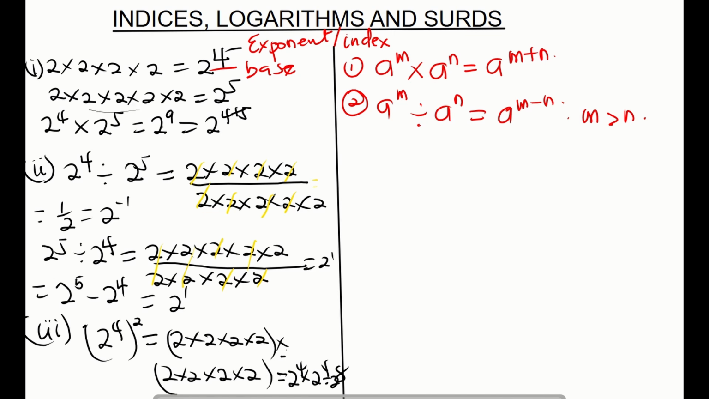Which means that our third rule, which is a to the power m, all to the power n, is the same as a to the power m times n. So these are the three basic main rules of indices. Now let's derive the others from these three main rules. Let's take away this first.